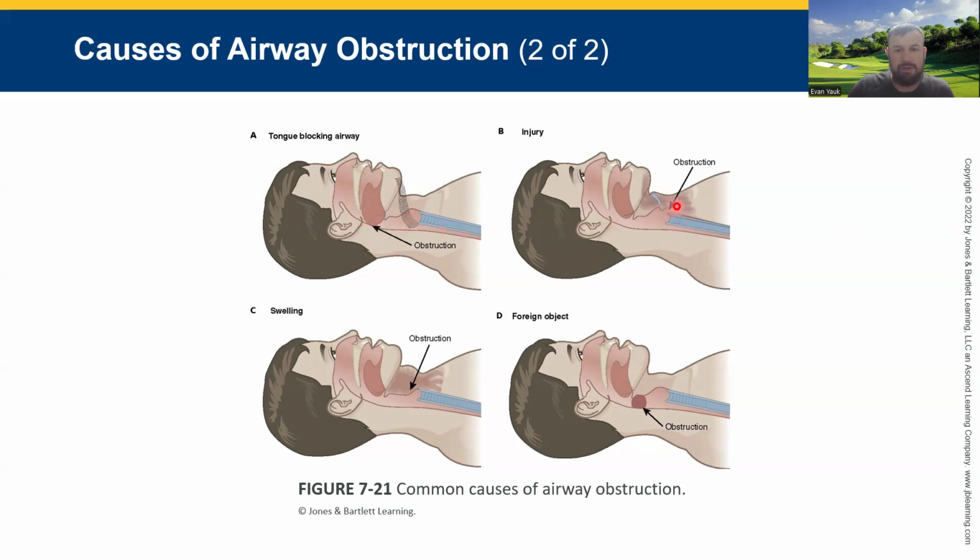Injury. Okay, we've got an injury right here to the throat. Foreign objects, we've got a chunk of steak or Lego or something stuck in there, and it's completely blocking air, cannot get in here. And then we have swelling. That swelling can get bad enough that we start to block off or cave in our trachea and esophagus. It's another bad deal.